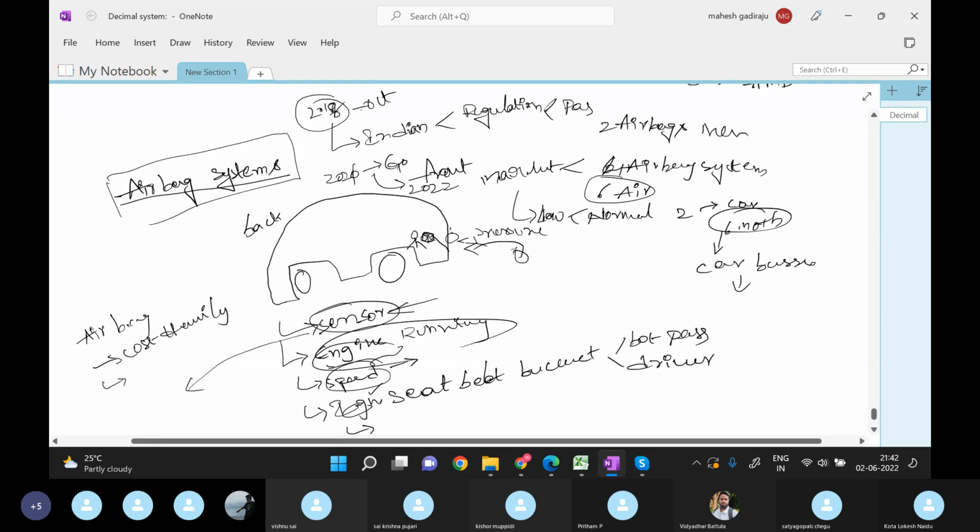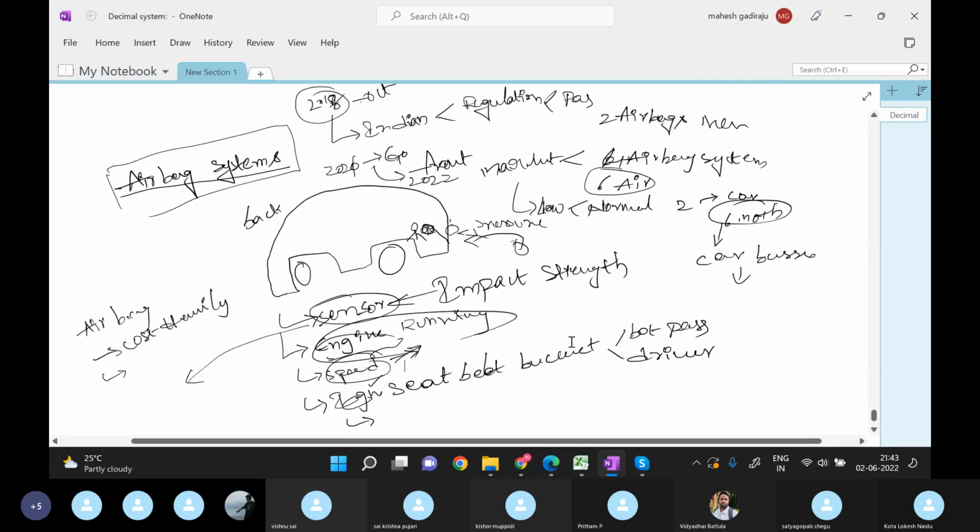Impact strength. Correct. That will be taken care of by the sensor only. That's also a good point. What else? The vehicle has to be moving. That is what we have seen, speed. Yes, speed. Perfect. These inputs are fine for me.